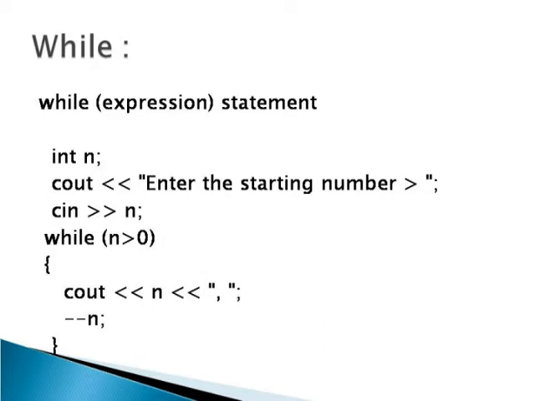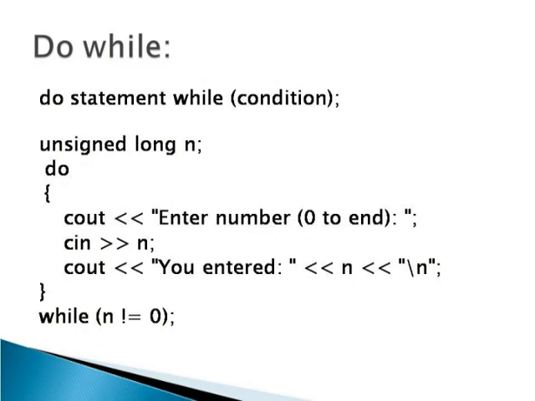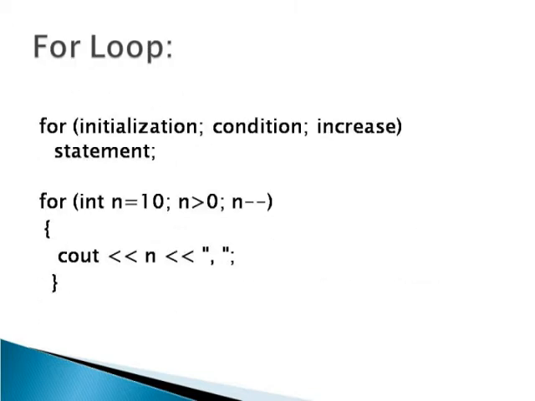Again, the while condition checks whether the number is greater than 0. If that number is greater than 0, the number is printed. Then, do while example. Here the number will be printed unless the number is equal to 0. For loop example. In this example, numbers will be printed from 10 to 1.